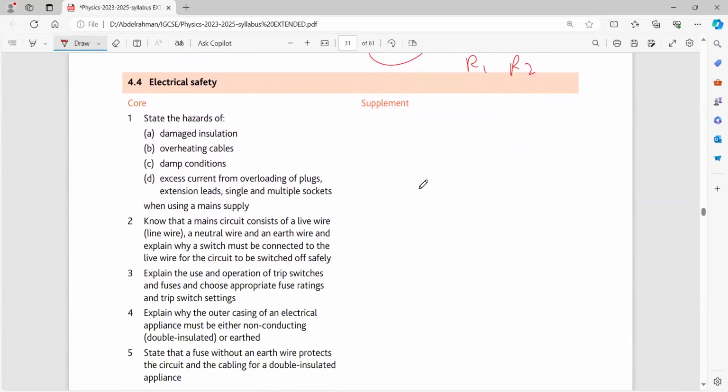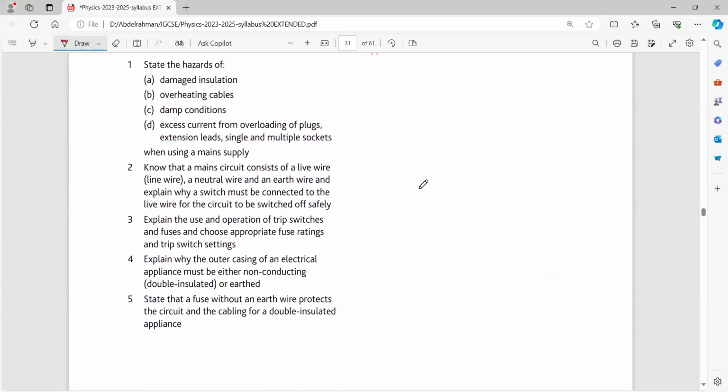Okay, some electrical safeties and some hazards. What are some hazards that we have? Damaged insulation could cause an electric shock. Overheating could cause a fire. Damp conditions could cause an electric shock. Excess current could cause a fire or overheating, I mean.